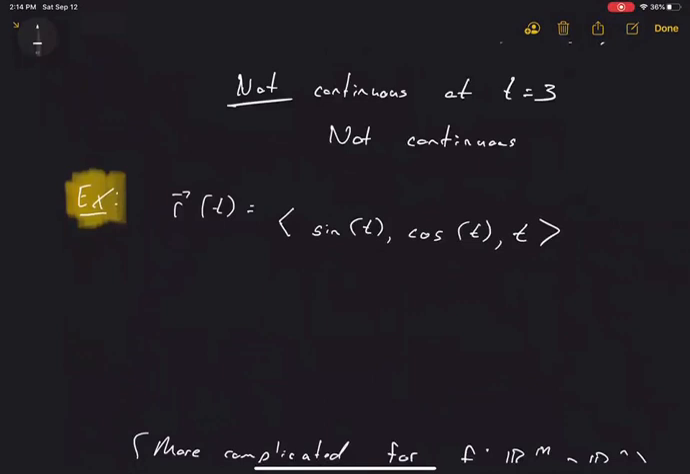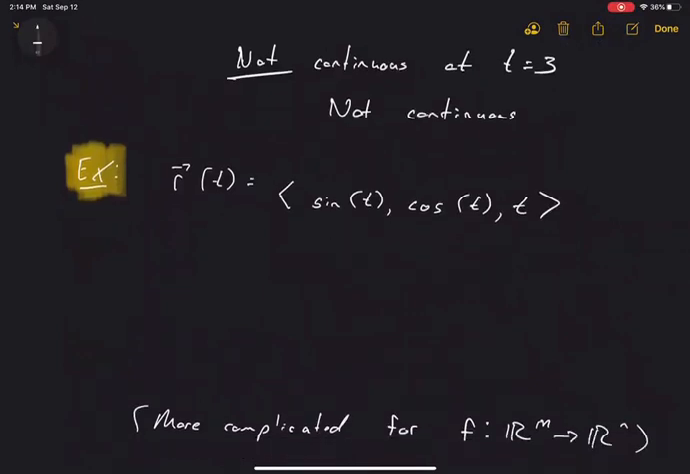All right. Now let's look at this function. R of t equals sine of t, cosine of t, t. Let's look at the components, and let's think about this for all t, t between negative infinity and infinity.